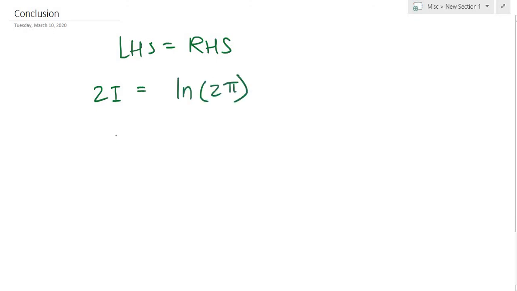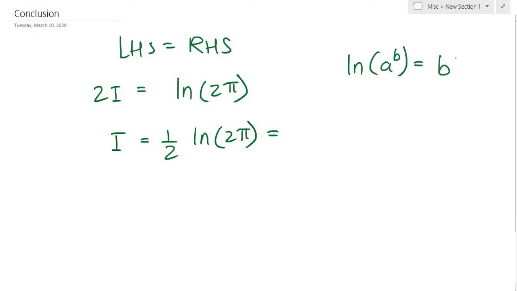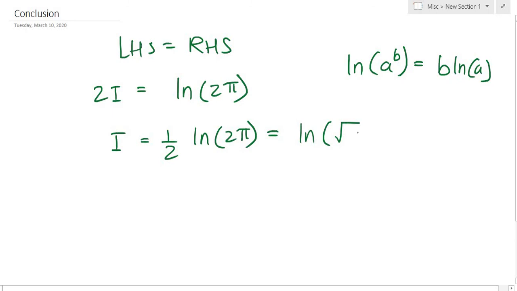So our original problem, which we defined as I, is nothing but half of the natural log of 2 pi, which, if you remember some log properties, say you had natural log of a to the power b, you can write this as b times the natural log of a. So instead of b, we have a half. So it's going to be the natural log of a to the half power, which is basically the square root. So the natural log of the square root of 2 pi.